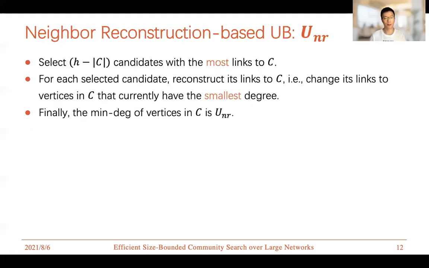Firstly, let's see the neighbor reconstruction-based upper bound. It selects this number of candidates with the most links to C. For each selected candidate, reconstruct its links to C. That is, change its links to vertices in C that currently have the smallest degree. Finally, the minimum degree of vertices in C is the upper bound, UNR.